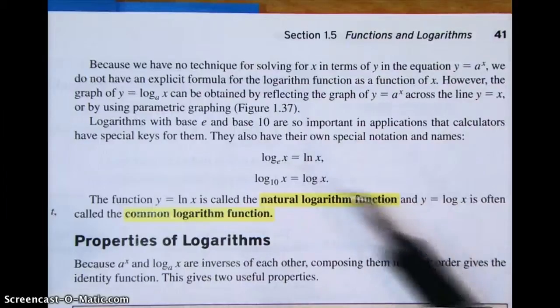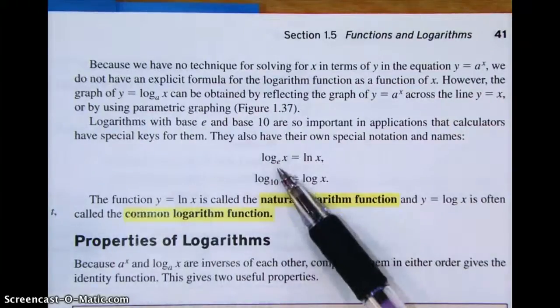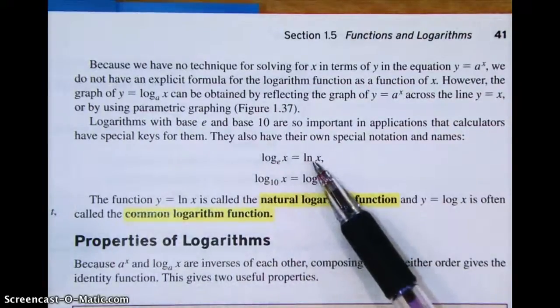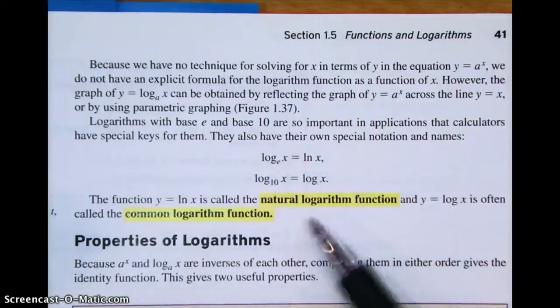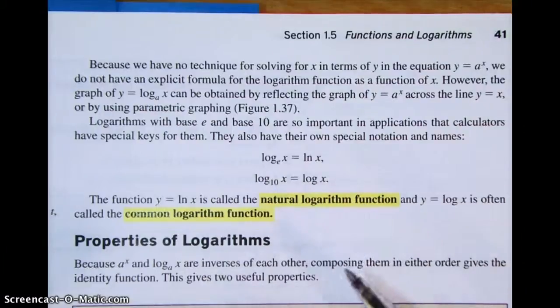Logarithms with base e and base 10 are so important in applications that calculators have special keys for them. They also have their own special notation and names. As you just saw, log base e is the same thing as ln, which is the natural logarithm, and log base 10 is the same thing as just saying log x. We call it the common logarithm function.